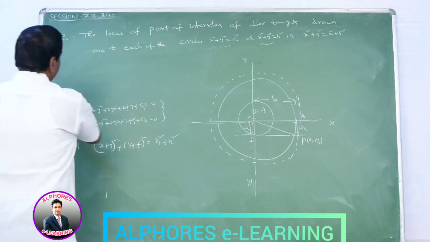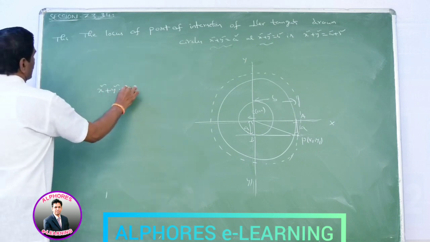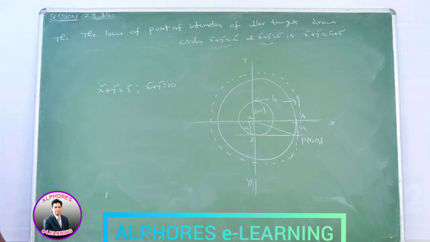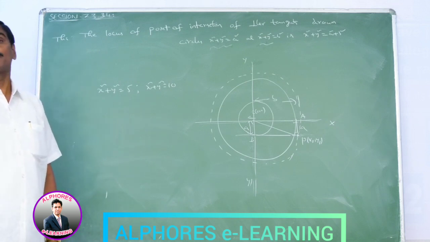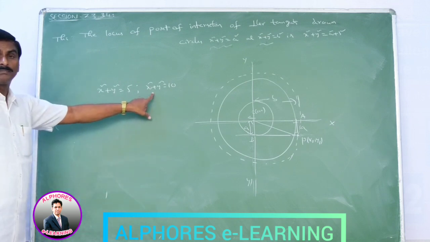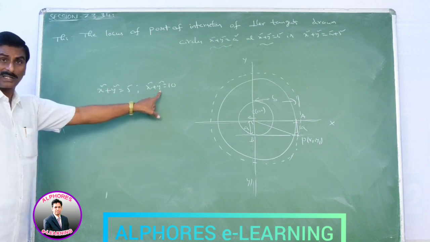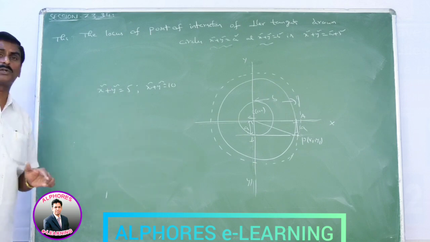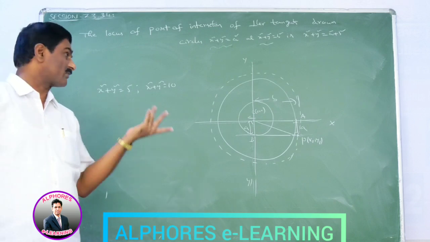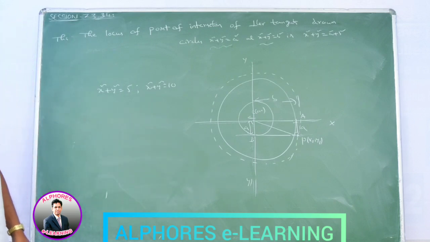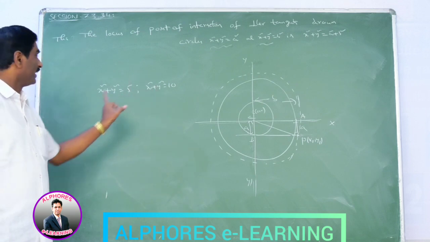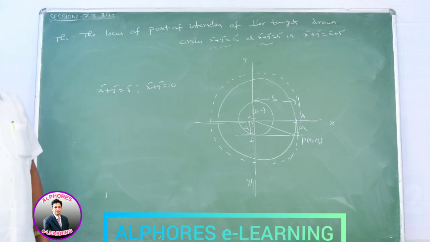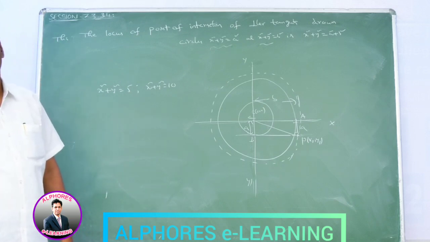Suppose an example: x square plus y square is equal to 5 is one circle, x square plus y square is equal to 10 is another circle. Find the locus of the point of intersection of perpendicular tangents drawn one to each of these two circles. Then the equation is x square plus y square is equal to a square plus b square. So the required answer is x square plus y square is equal to 5 plus 10, that is equal to 15. The locus of the point of intersection of perpendicular tangents to these two circles is x square plus y square is equal to 15. What is the radius of that circle? Root 15. Okay.